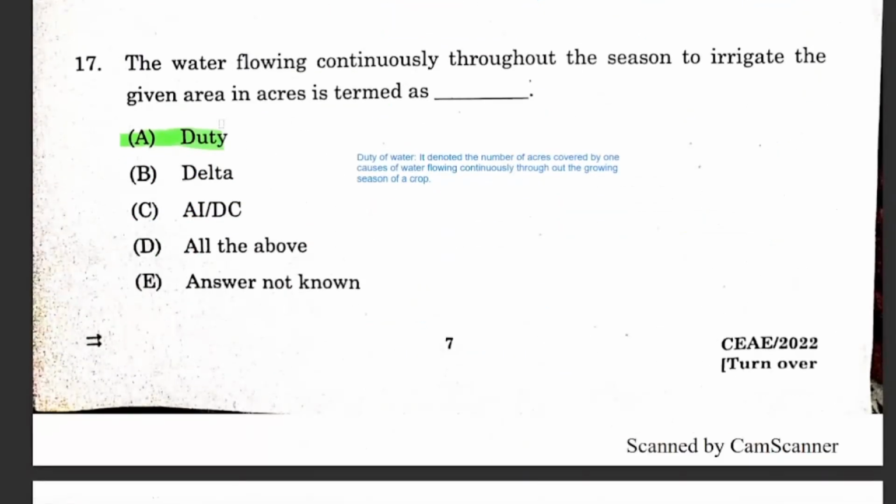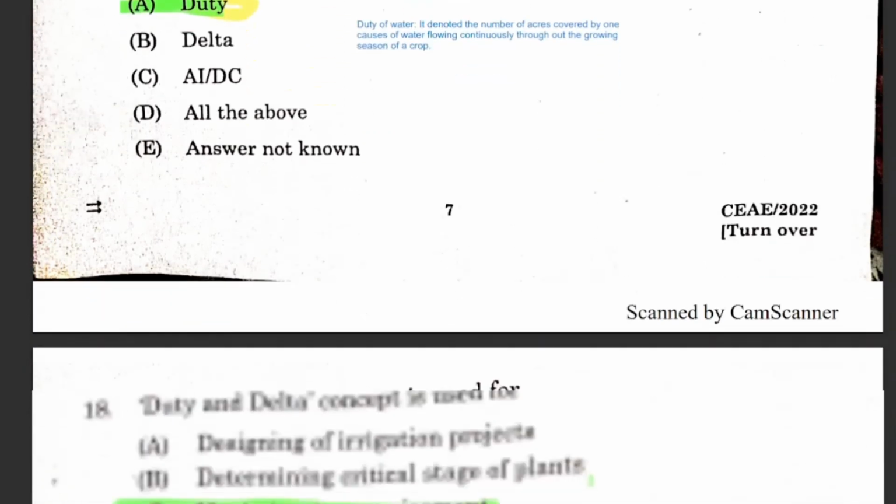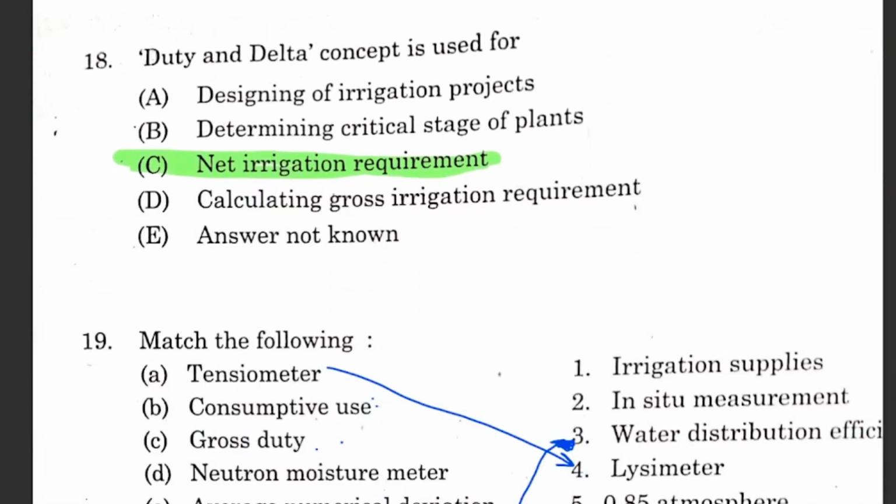Question number 17. The water flowing continuously throughout the season of irrigation, the given areas acres is termed as. So this belongs to duty. Option number A is correct. Delta and duty concept is used for knowing net irrigation requirement in field.